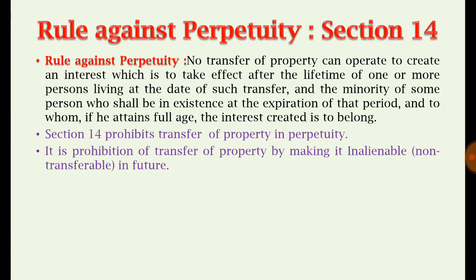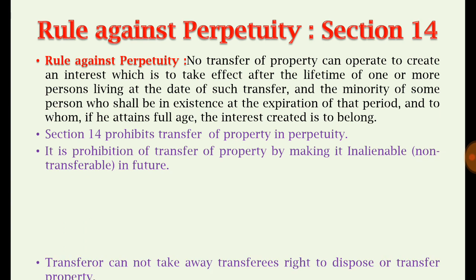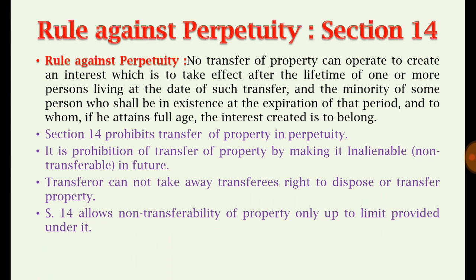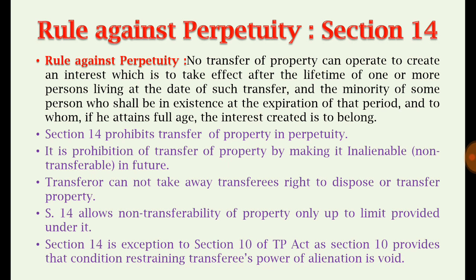Then it prohibits the transfer of property by making it inalienable, non-transferable in the future. This is what the perpetuity prohibited. The transferor cannot take away the transferee's right to dispose of or transfer the property. The basic object of this Section 14 is that it allows non-transferability of property only up to the limited period which is provided by Section 14. And Section 14 is an exception to Section 10, which provides that any condition restraining the transferee's power to alienate is void. To some extent, it works as an exception.